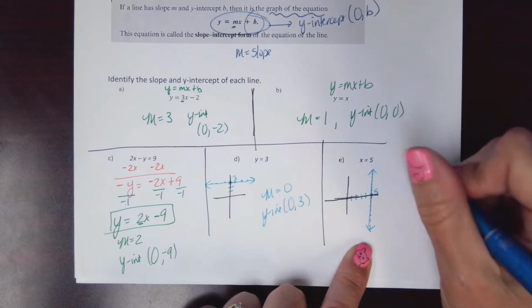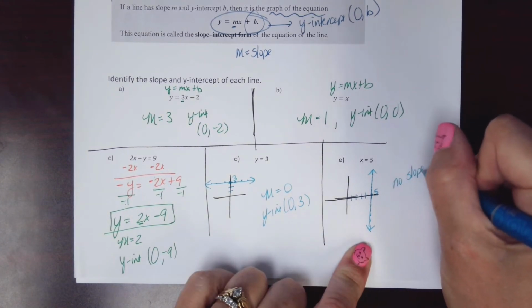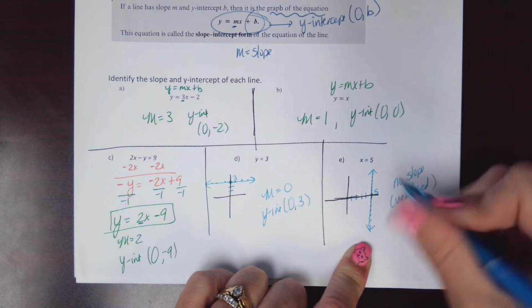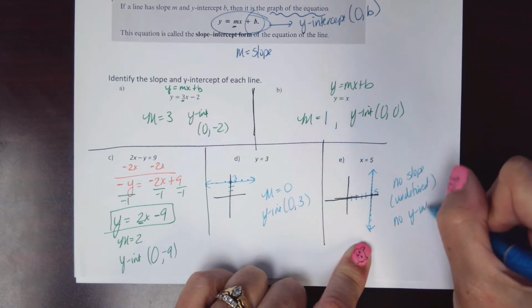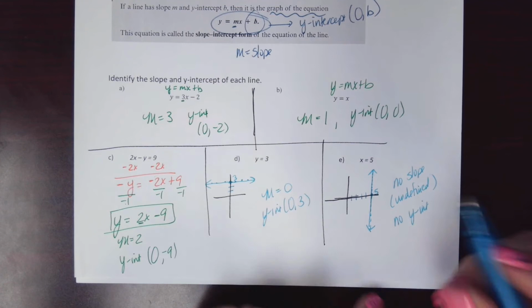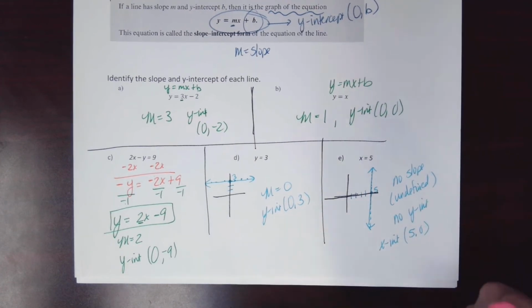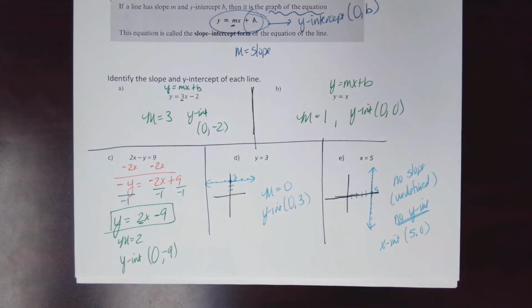Well, this line has no slope. The slope is undefined. And it has no y-intercept. It doesn't intercept the y-axis. It has an x-intercept at 5, 0, but it has no y-intercept because it's a vertical line.